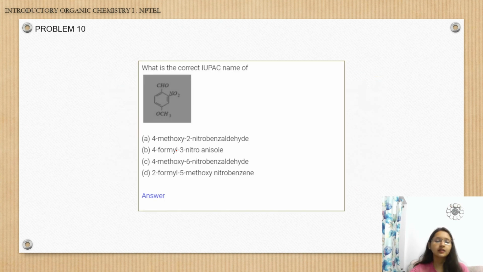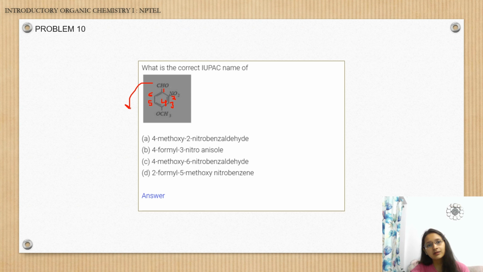So it is a very basic question. They are asking what is the correct IUPAC name of the following. So what will be the correct IUPAC name? See, you have to start the numbering from the highest priority group. If you see IUPAC rules, then you will see that the aldehyde gets priority over nitro and methoxy. So here, you start the numbering from carbon number 1, carbon number 2, 3, 4, 5, and then 6, right?